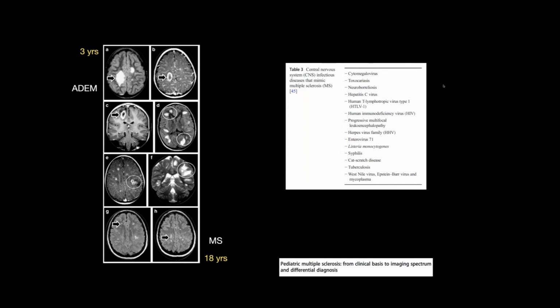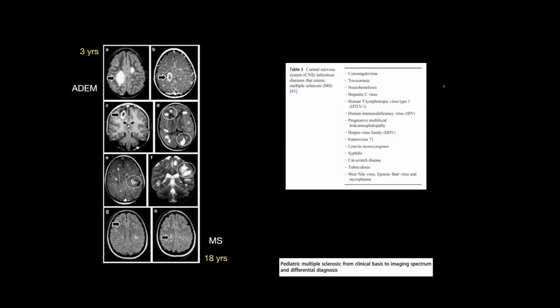So oligoclonal is positive. Any prior infections? Yes, I forgot to mention, COVID antibody IgG was positive in this child. He's not been vaccinated. He's a 10-year-old boy. But they don't give a history of COVID, nor do the family members.